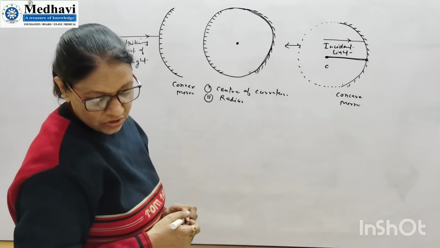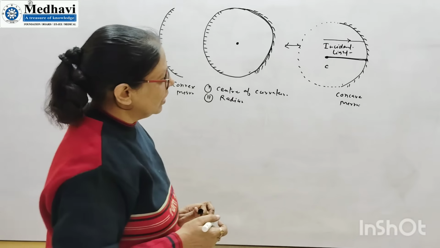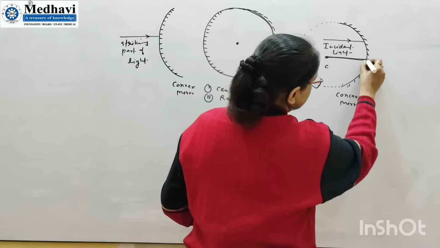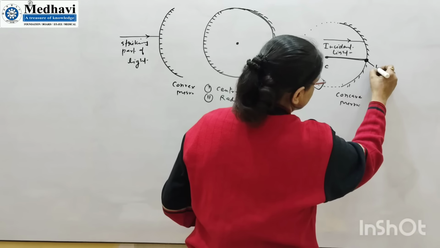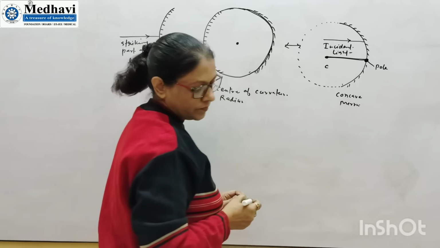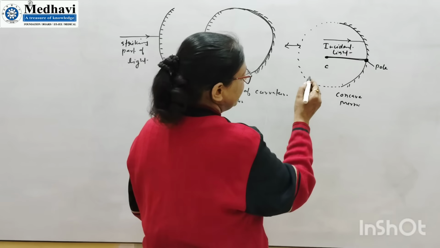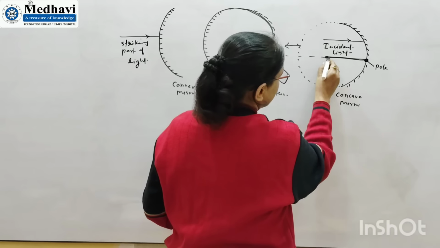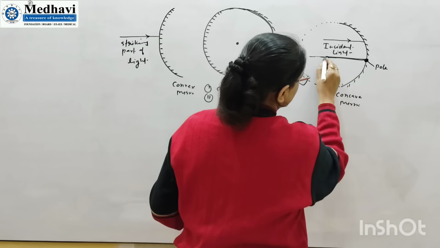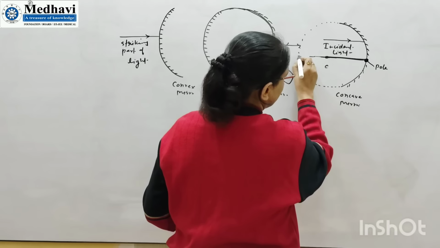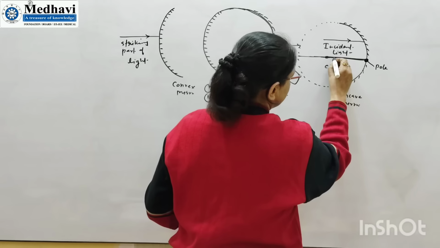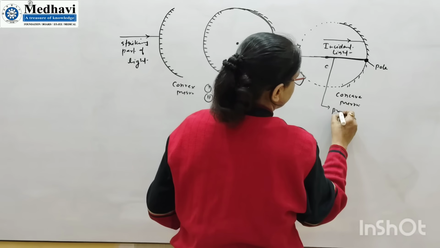Then the third part is the pole. This is the geometrical midpoint. This is called the pole. The fourth point is the aperture. The line joining the pole to the center of curvature, a straight line, is called the principal axis.